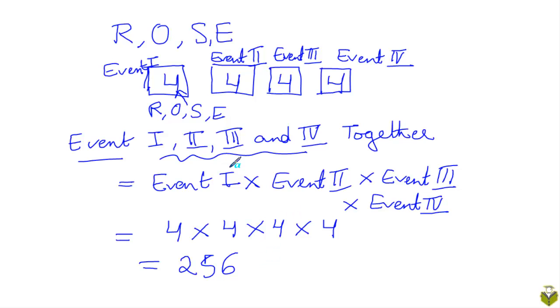I hope you understood the application of fundamental principle of counting here. The key point is to divide this into 4 separate events and see how many possible ways each event can be actually done. And then you can multiply each of these events to get the answer.